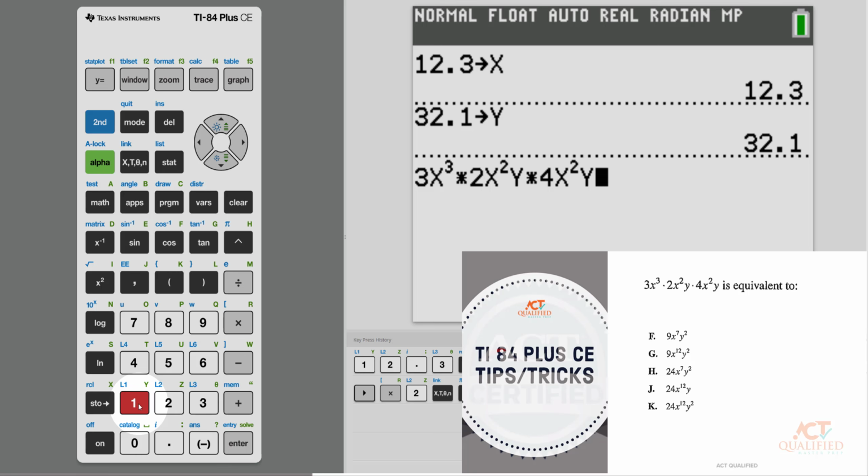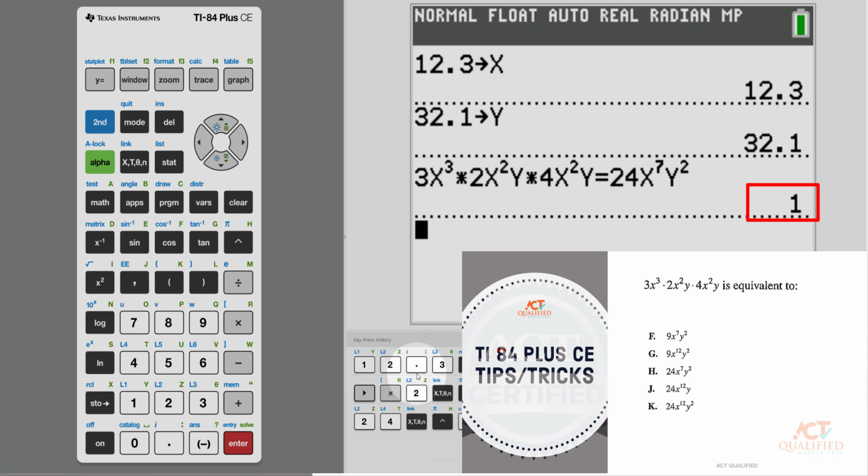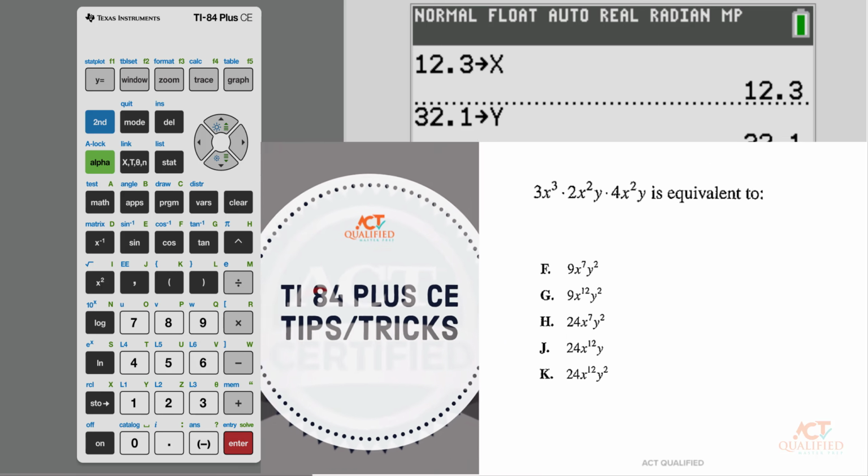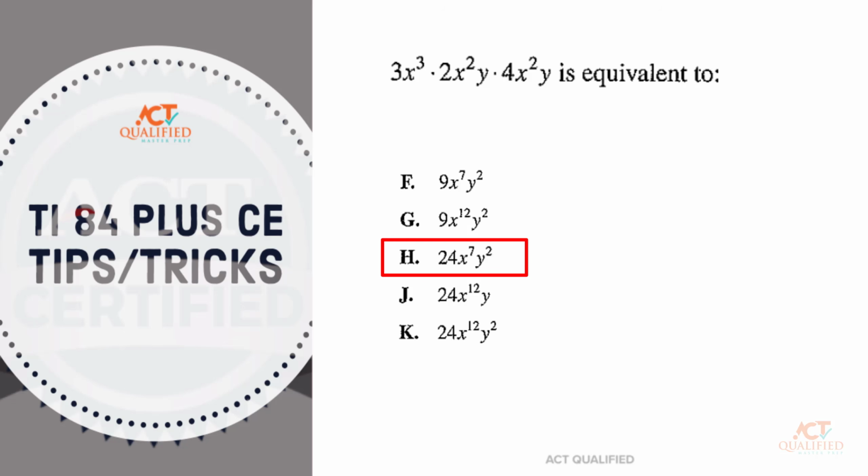Press second. Test. Press Enter to select equal. Enter answer choice H: 24x raised to the 7th times y squared. Press Enter. As you can see, we have confirmed that our expression is equal to H.